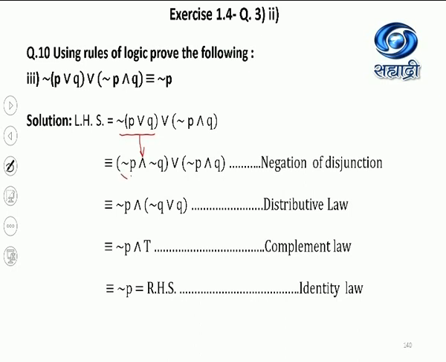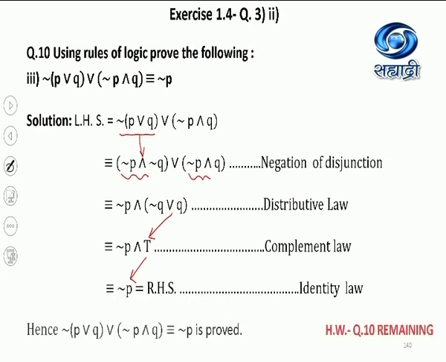Then what I see is negation P is common between the two brackets. So the distributive law will be in the reverse order, negation P and (negation Q or Q). Negation Q or Q by the complement law is T, and any statement and T is the statement itself by the identity law. So that is how you get the RHS, and hence the logical equivalence is proved.